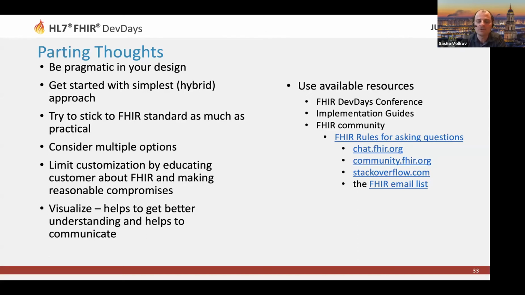And usually the customers, they just start the journey in FHIR, and even though they say, oh, we want you to do this in FHIR, usually they have very limited exposure. And it's part of the role of organizations like ours to work with the customer and educate them on what FHIR can do and what it cannot do.